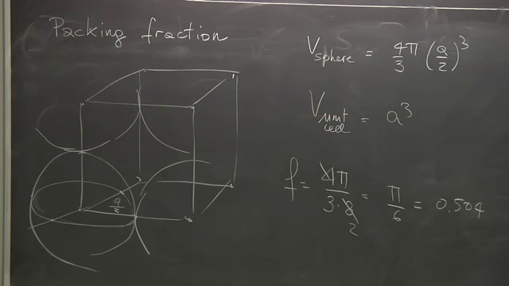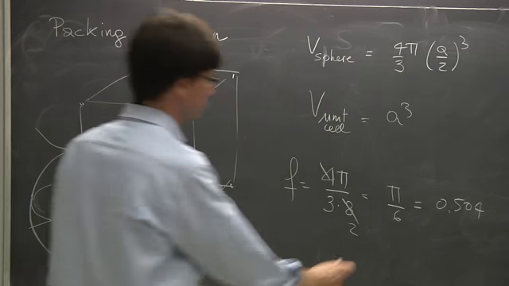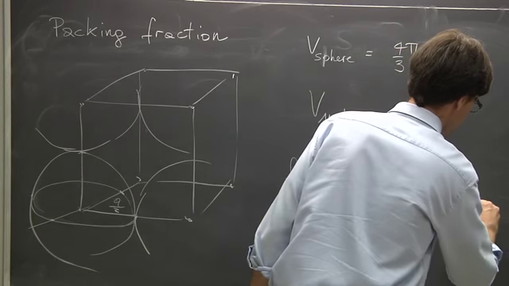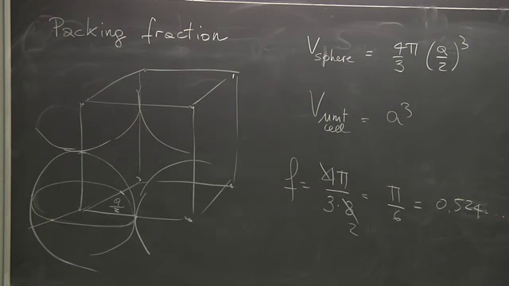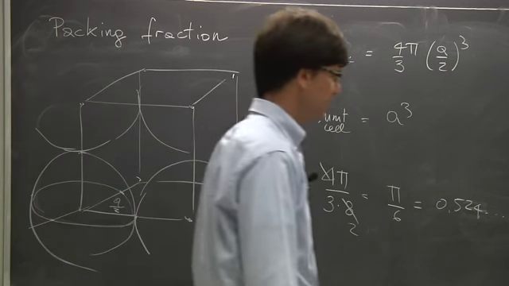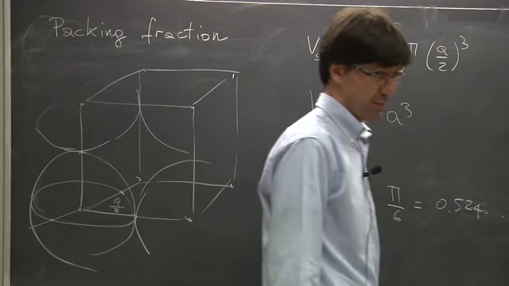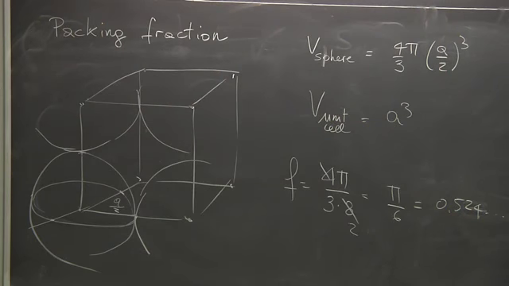50%. 52%. You were hoping for more, right? It's only 50%. So if you pack spheres in a cubic lattice, you're going to waste 48% of the space. You're leaving empty almost the same amount of space you're filling with spheres.